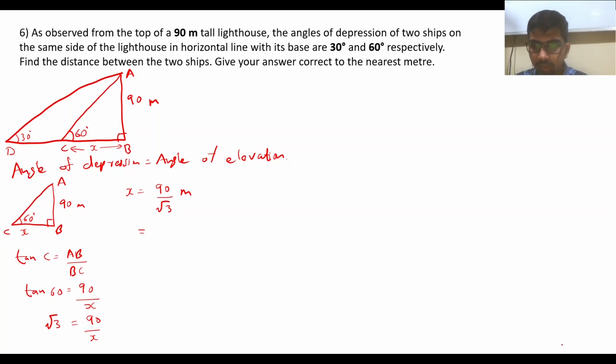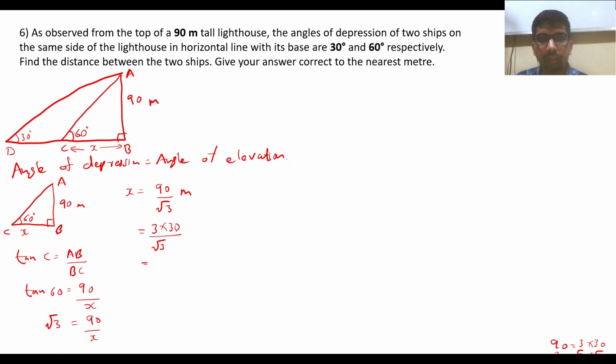What is 90? 90 is what? 3 into 30. And what is 3? Root 3 into root 3. Okay, I'm doing rough work only at the right corner. I will get more space over here. So write 90 as what? 3 into 30. Write it like this, and root 3 as it is.